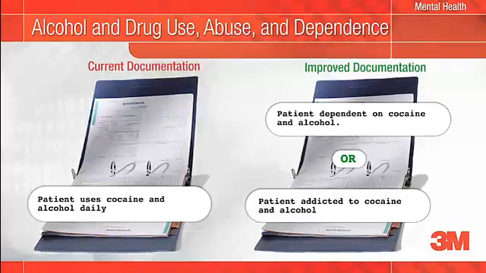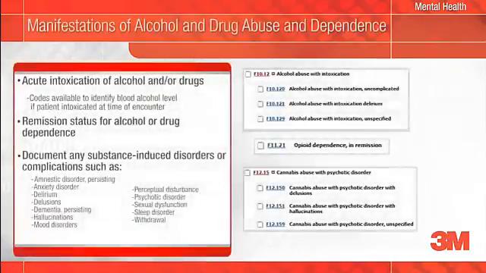In this example, we see documentation of cocaine and alcohol use without further specificity. Improved documentation includes the terms abuse or dependence. Again, first and foremost, specify substance abuse or dependence. If the patient is acutely intoxicated at the time of the encounter, there are ICD-10 codes that indicate this. In the case of acute alcohol intoxication, record the blood alcohol level if known, as there are now codes to capture this information.